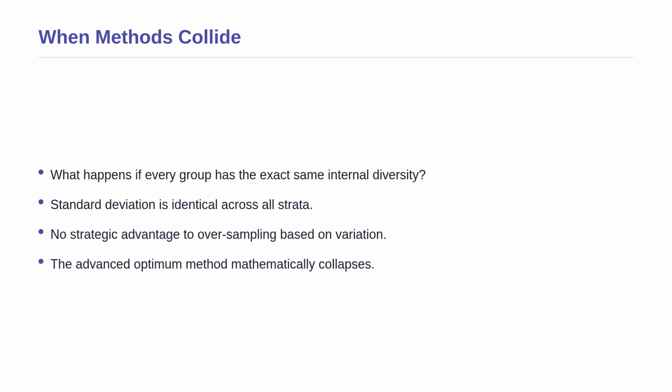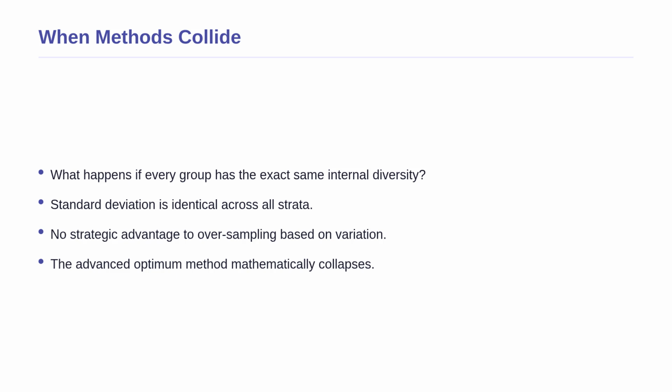Now that we have used these formulae, let us understand a fascinating mathematical relationship between them. It is highly illuminating to see how these two seemingly different allocation methods relate to one another. We know that optimum allocation is the smart method because it adjusts the sample size based on how diverse each group is. But what happens if every single group in the population has the exact same level of internal diversity?